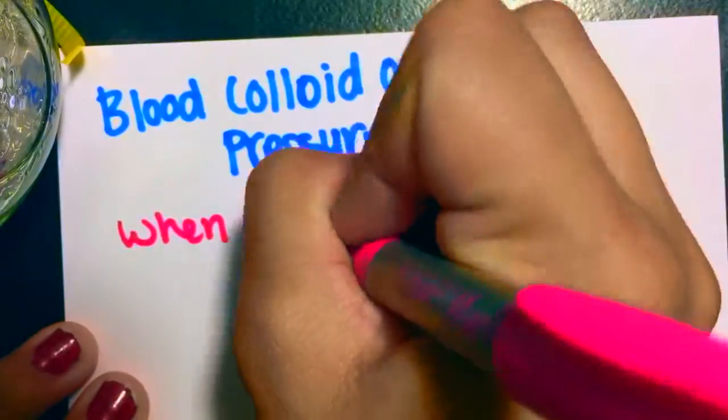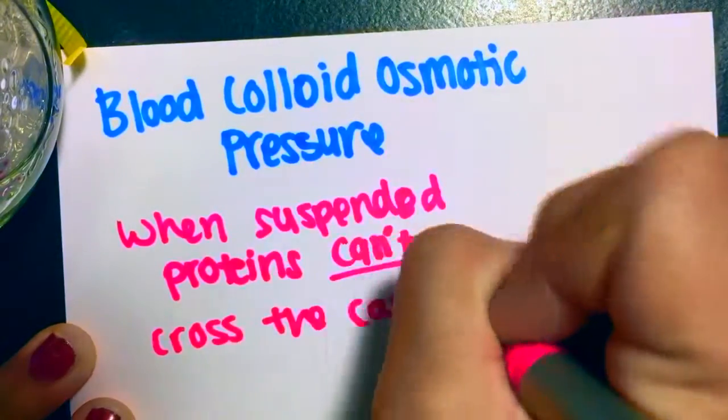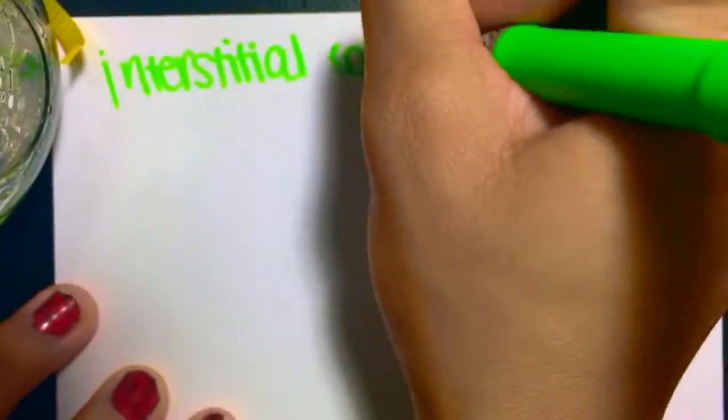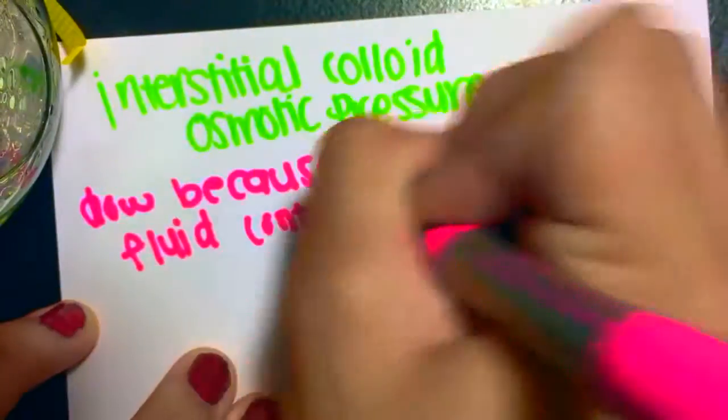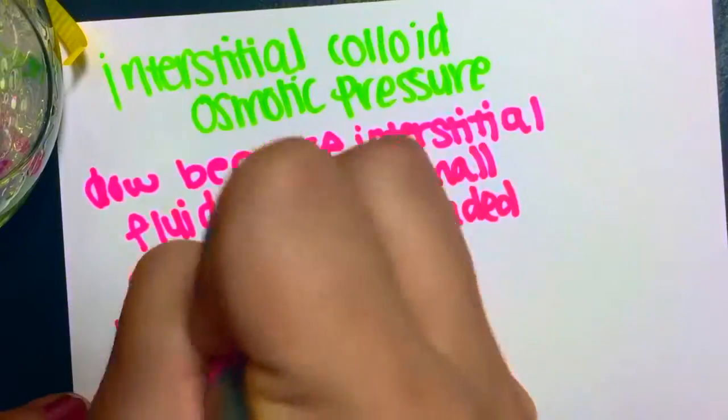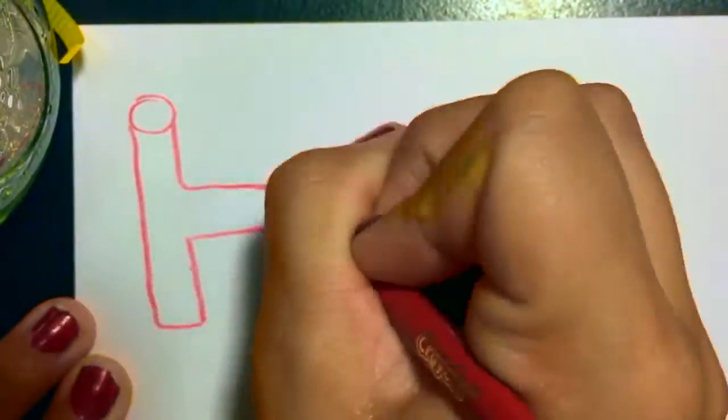Colloid osmotic pressure happens when suspended proteins aren't able to cross the capillary walls. Interstitial colloid osmotic pressure happens because interstitial fluid contains small amounts of suspended proteins.